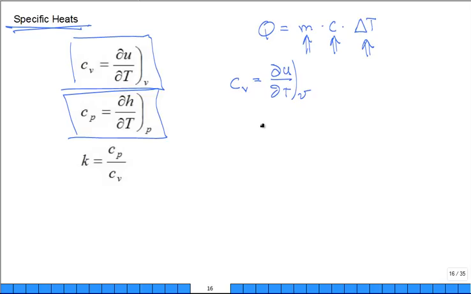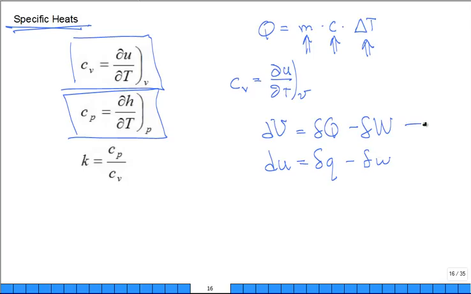The first law in differential form is dU equals delta Q minus delta W, the differential form of the first law, neglecting kinetic and potential energy changes. If I want to put it on a per unit mass basis, I usually use a lowercase q and lowercase w. But this is on a total mass basis.